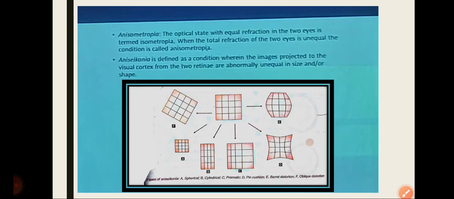Other types are anisometropia. An optical state with equal refraction in the two eyes is termed isometropia. When the total refraction of the two eyes is unequal, the condition is called anisometropia.